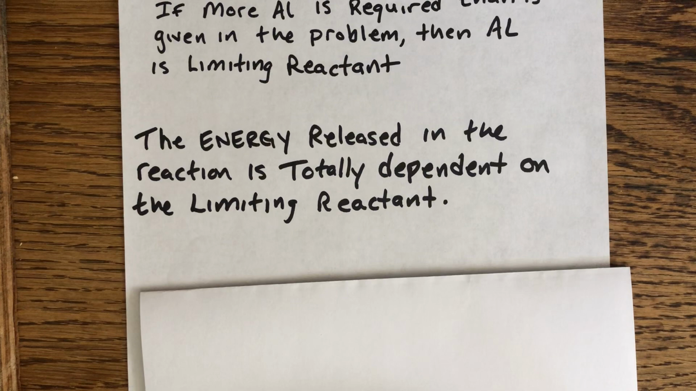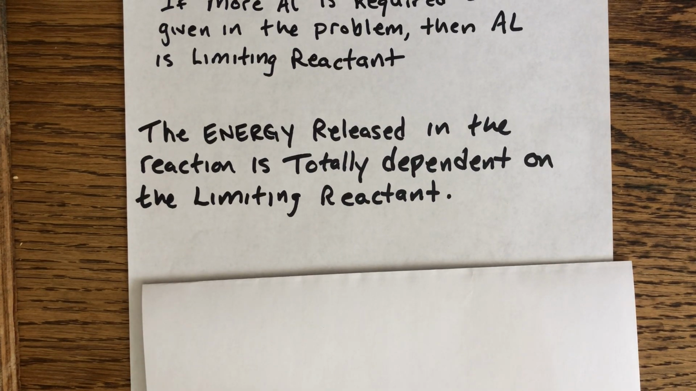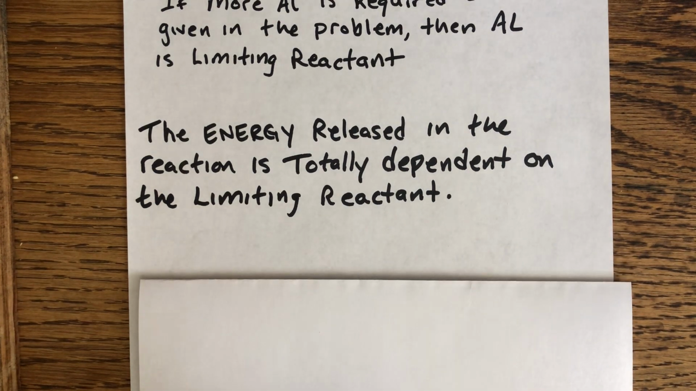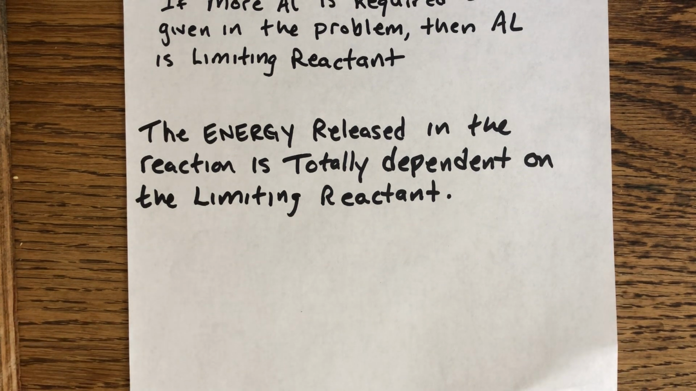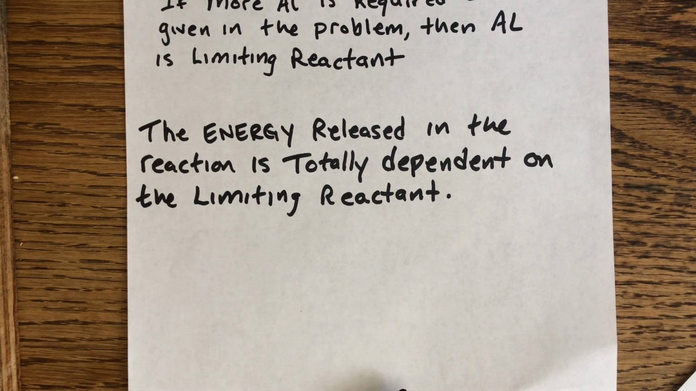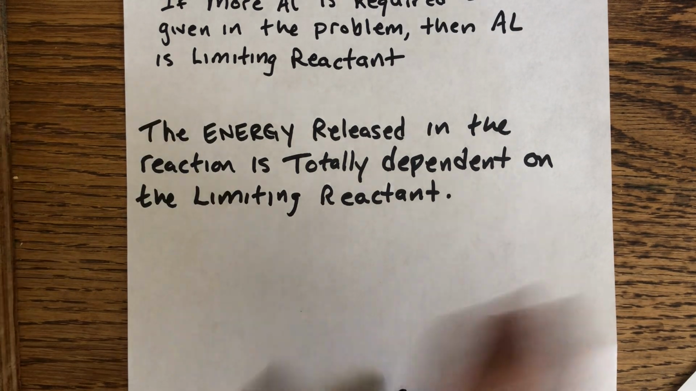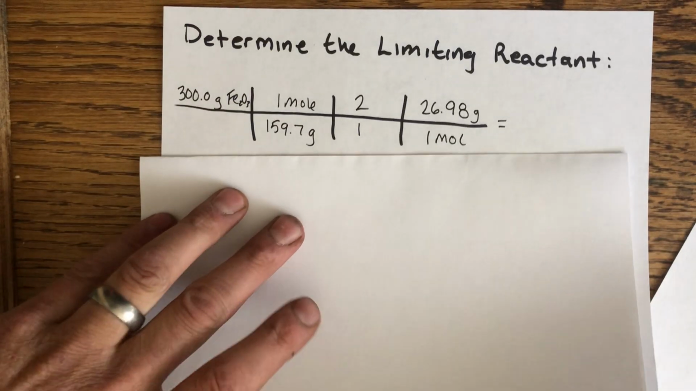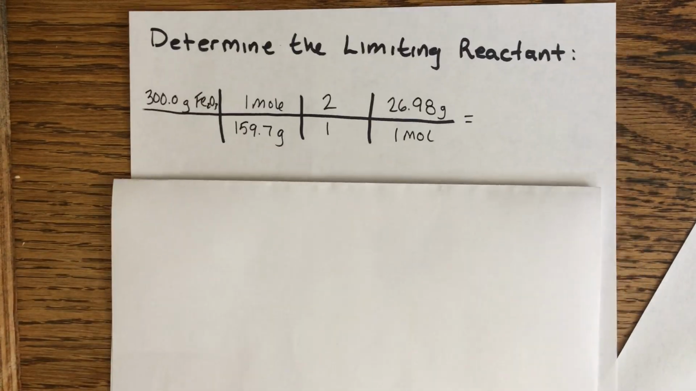So again, the amount of energy that's going to be released here is completely determined by the limiting reactant, just like the amount of product that would get produced is dependent on the limiting reactant. So let's go through our steps here. Here's the work that goes into determining the limiting reactant, okay?